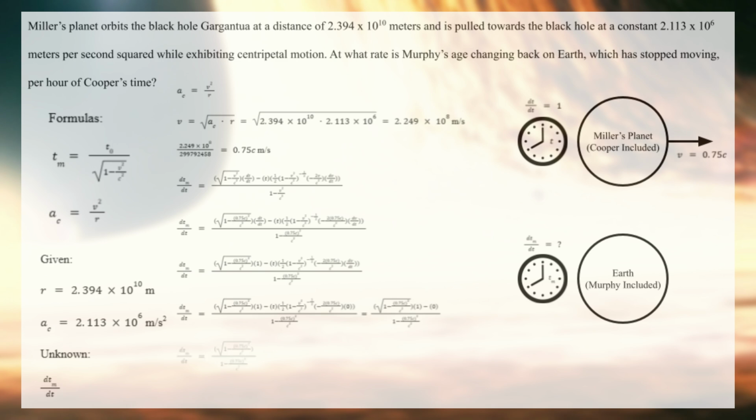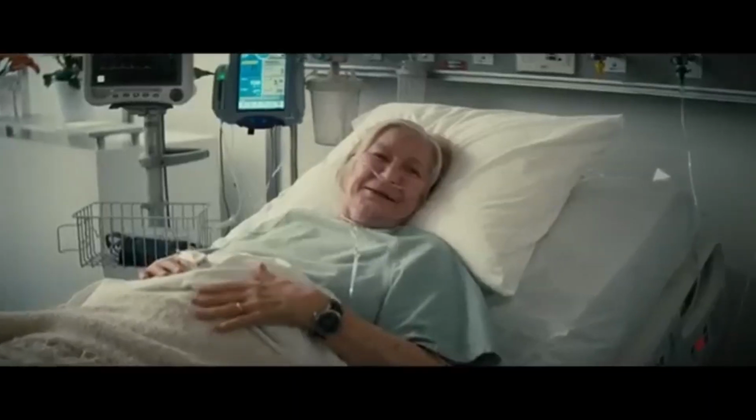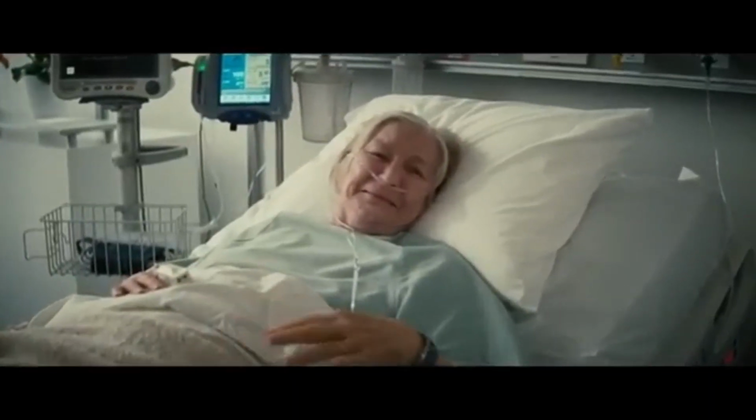We are then left with just this expression, which simplifies to a change of 1.5 hours in Murphy's time for every hour of Cooper's time. Hopefully, they can escape Miller's Planet before this time dilation becomes too severe.